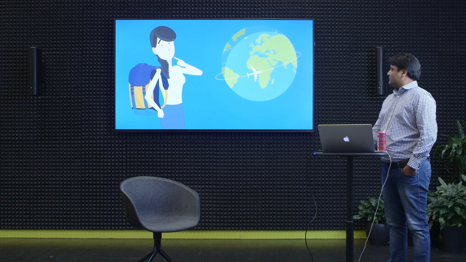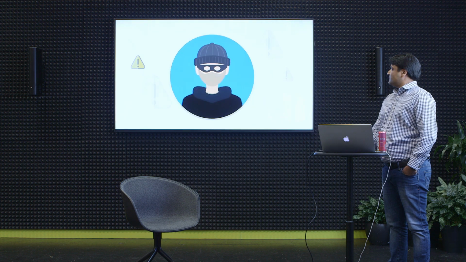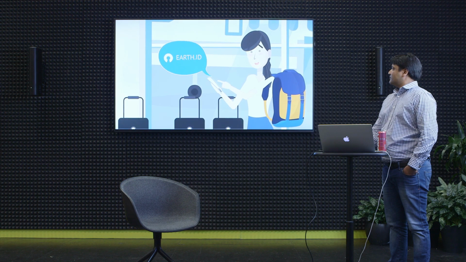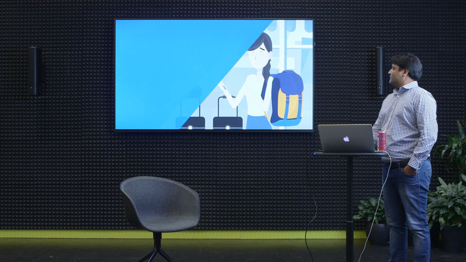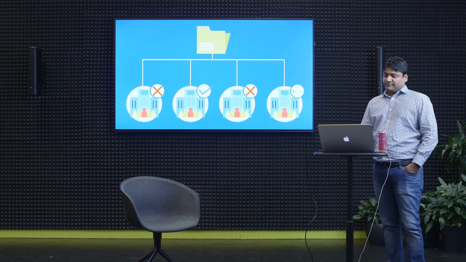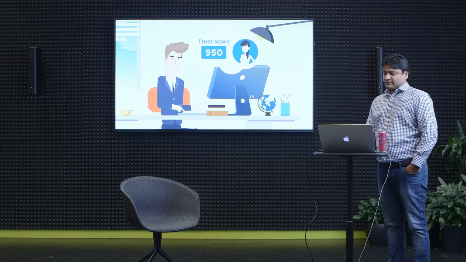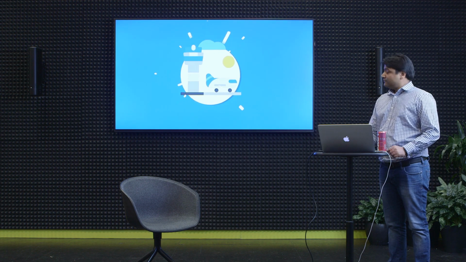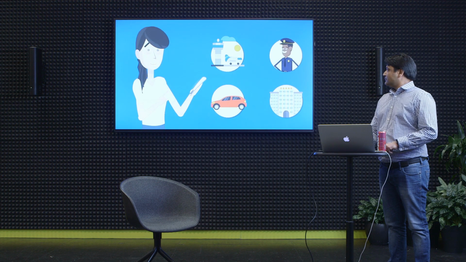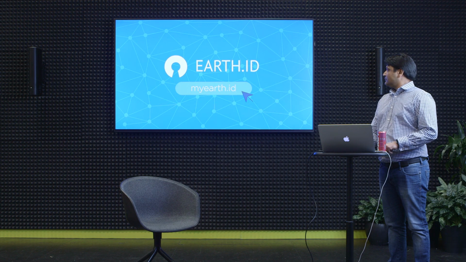Say Judy needs to fly across the globe. During her trip, she shares her identity with several organizations, making her vulnerable to potential identity theft. EarthID enables her to share specific information securely. Moreover, not all organizations have systems to validate the authenticity of the provided documents. The level of her trust score allows organizations to make better decisions. Whether at the airport check-in, security, car rental, or even at the hotel, her identity gets validated quickly and seamlessly. Visit us at MyEarth.ID.